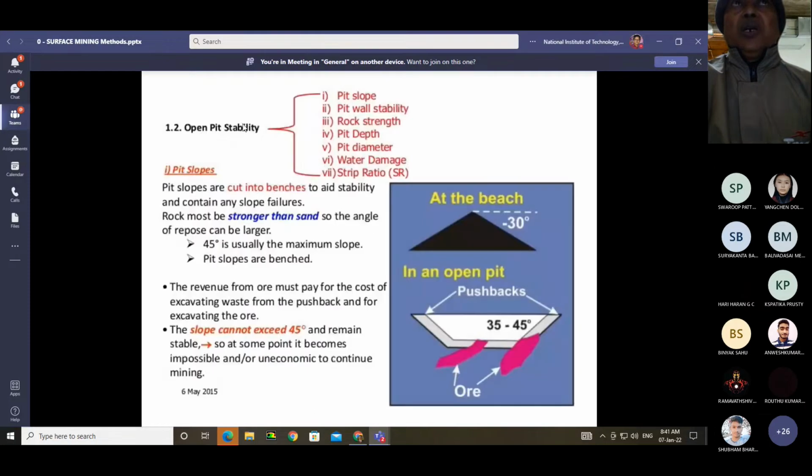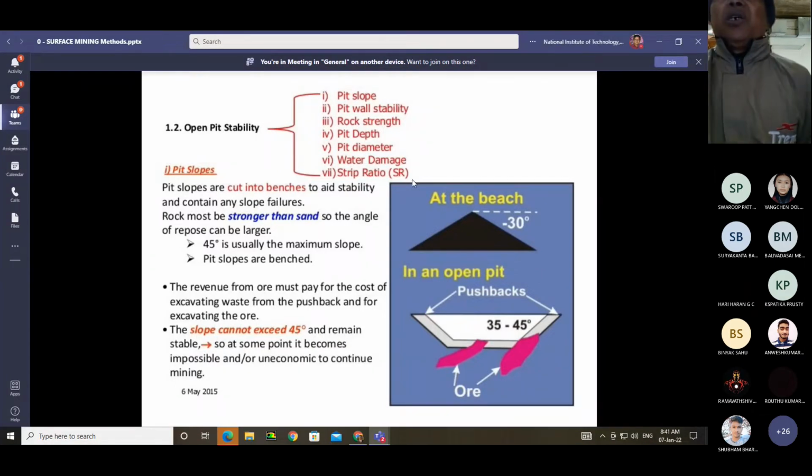So the stability of open cast mines is dictated by the pit slope angle, pit wall stability, rock strength, pit depth, at what depth you are going to mine, pit diameter, water damage, and stripping ratio.